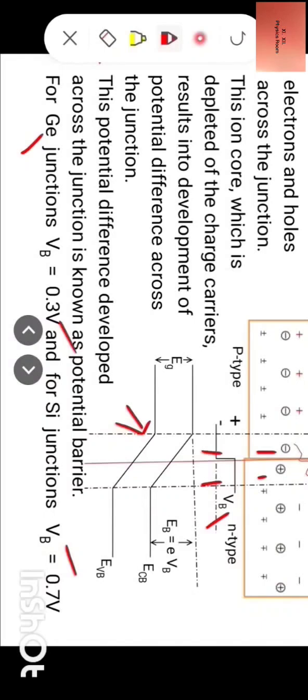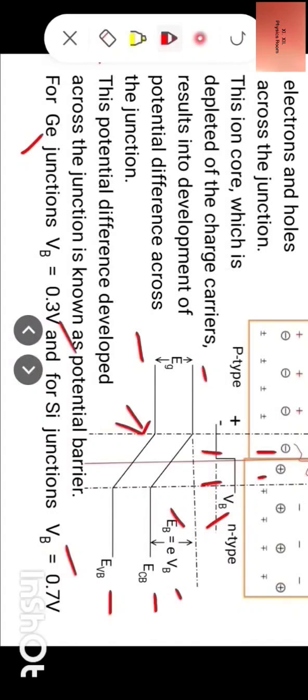Now in n-type material here is the conduction band and here is the valence band, and in p-type material here is the valence band, here is the conduction band. Now electrons from the conduction band of n-type material, because these are free electrons, if they are to go to the conduction band of p-type material, they have to overcome an energy barrier of EB equal to small e into VB. So this is the energy barrier it has to overcome.